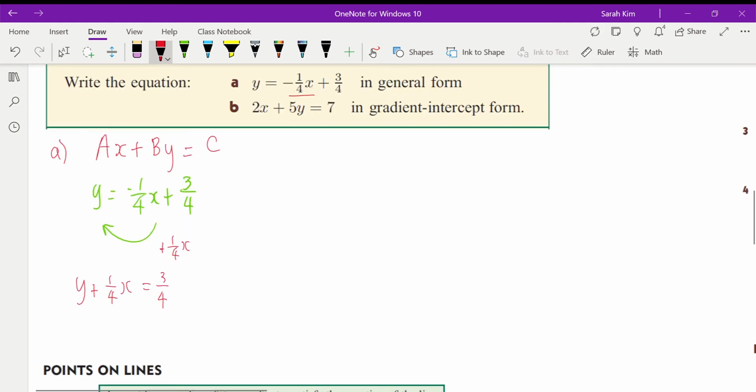Now, have a look. I want to make sure my x is at the beginning, but x is in the middle at the moment, so I just have to rearrange it. So I can write quarter x plus y equals 3 over 4, and that's it. Let's move on to B.